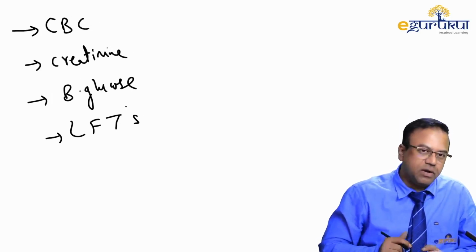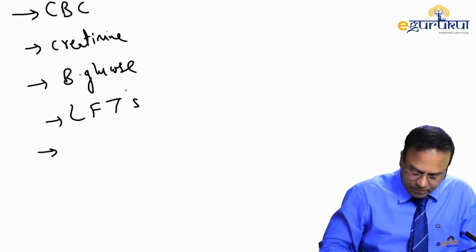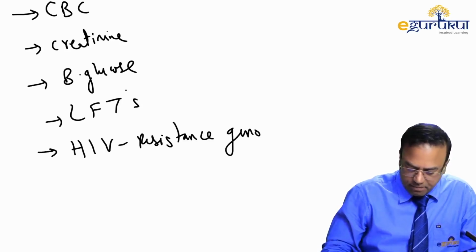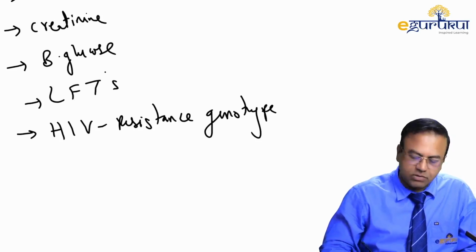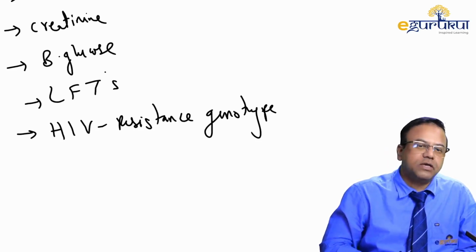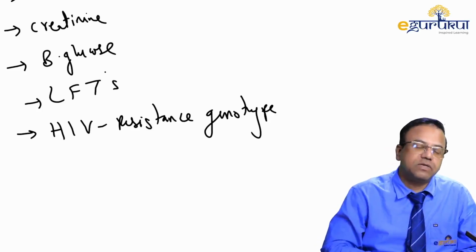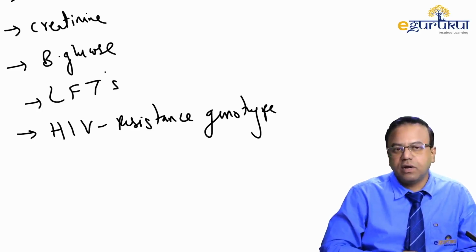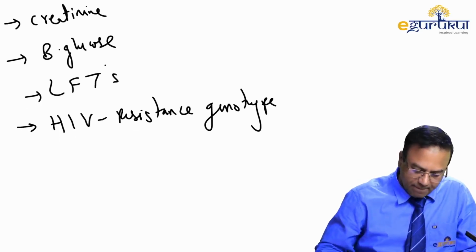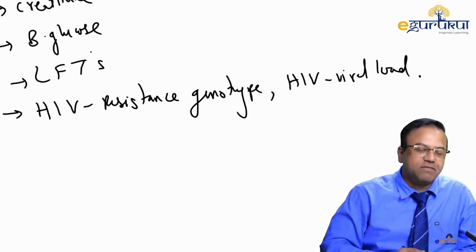So you get the complete blood count, the creatinine, the blood glucose, the LFTs, and one very important investigation is the HIV resistance genotype. Although we don't have to wait for the result to start our antiretroviral therapy, resistance genotyping is very important now because there are certain patients who might have developed resistance or who might have got infected by a HIV strain which is resistant to certain drugs. So this is going to tell us the virus is resistant to what drugs. Okay, this HIV resistance genotyping, and also you can get a HIV viral load. So this is as far as the HIV load is concerned.